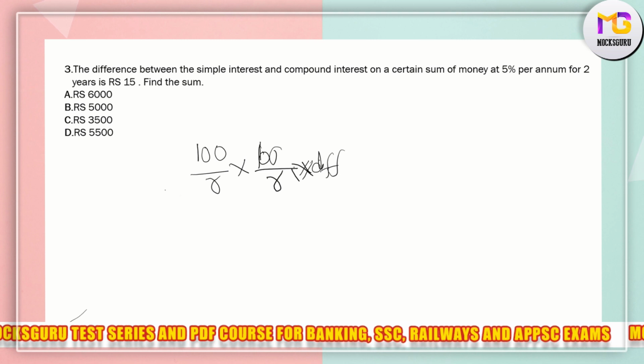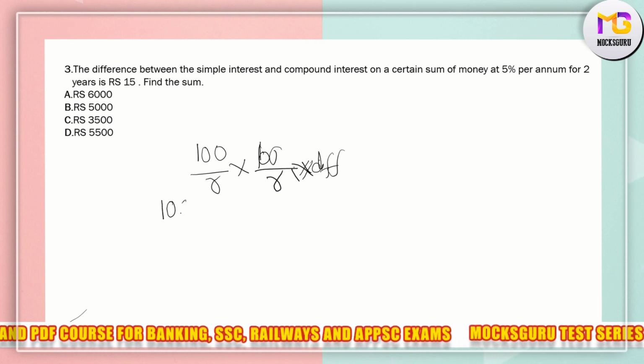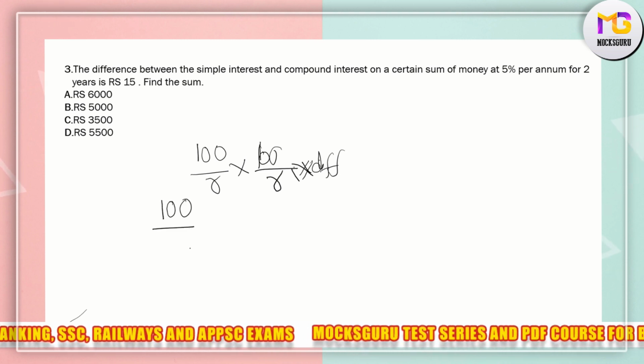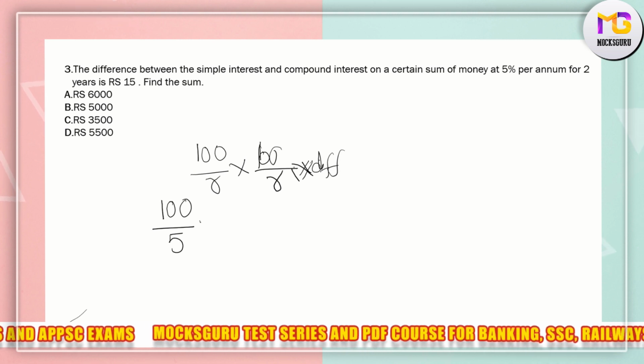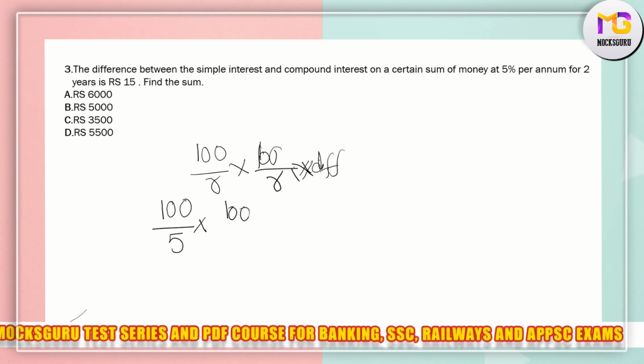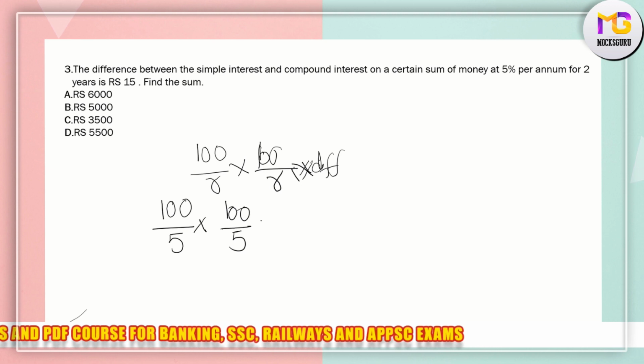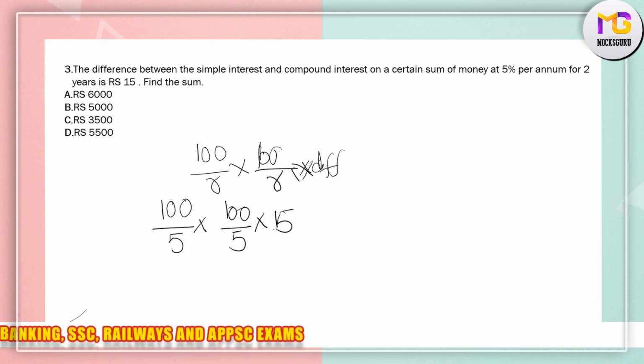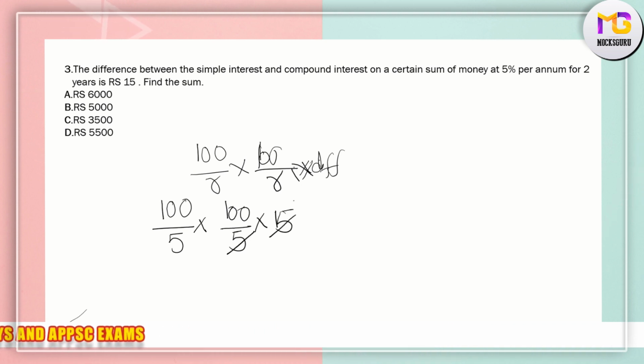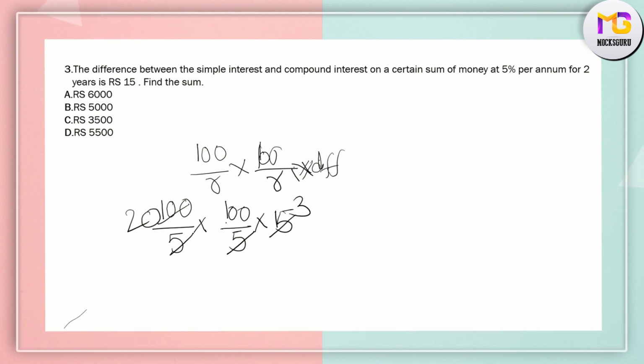So we have to substitute. 100 by 5, since the rate of interest is 5%, and the difference is 15. So you can cancel it. 5 3s are 15, 5 20s are 100. So 20 into 15 into 20 is 6,000. So the answer is 6,000. Option A is the answer.